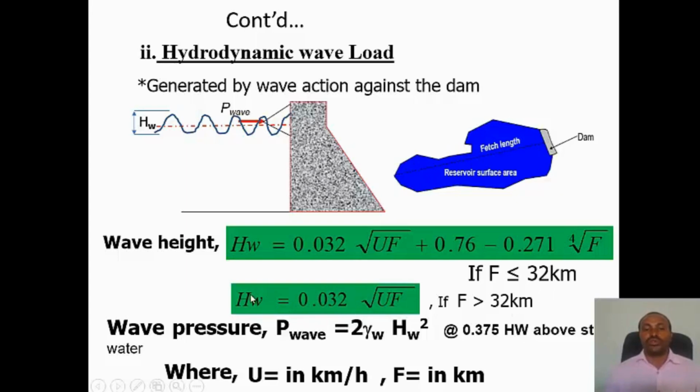Once you have the wave height, you can calculate the wave pressure, which is P wave. P wave is 2 times gamma W HW square, which is acting at 0.375 HW above still water level. The wave pressure is acting on this dam at this height. Here U is in kilometers per hour and F is in kilometers.